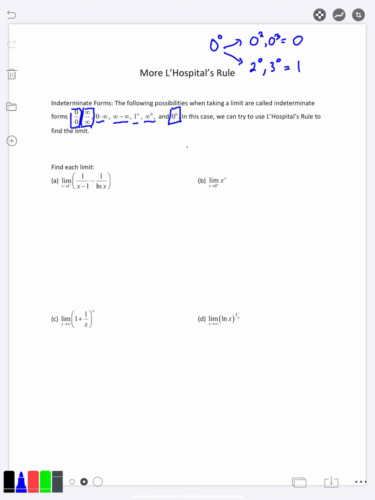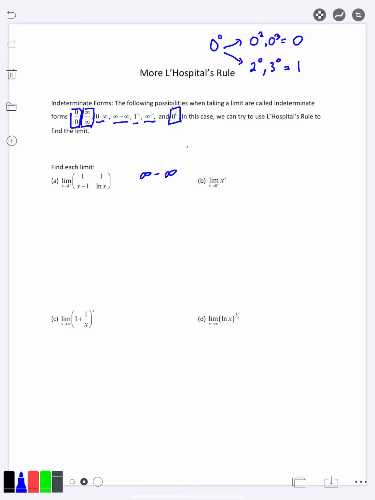Now, we'll look at these 4 examples here. The first one, if you try plugging in 1 from the right, you're going to have 1 over 0, or really to be more accurate here, you'd have infinity minus infinity here. Well, the infinity minus infinity case is actually one of the trickier examples because there is not one right thing that you're going to do that will always work.